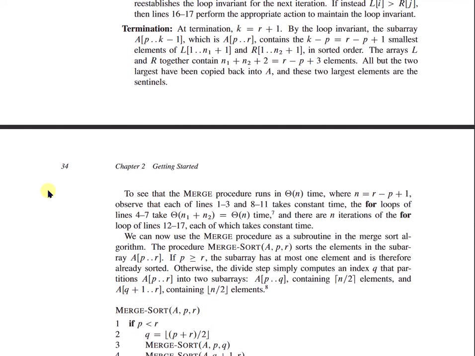Termination: at termination, k equals r plus 1. By the loop invariant, the subarray A of p to r contains k minus p, equal to r minus p plus 1, smallest elements of L and R, in sorted order.